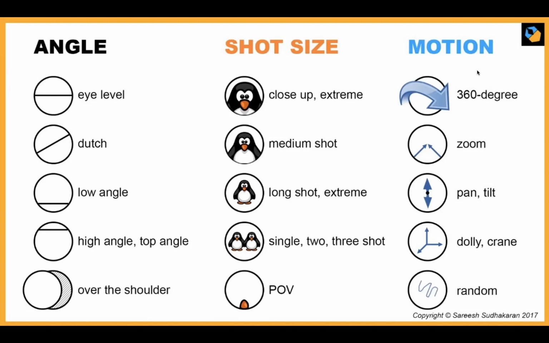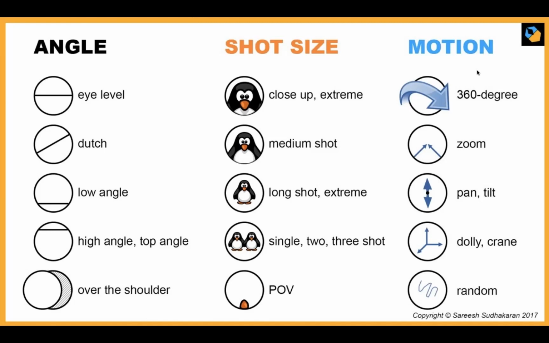Then you have a medium shot. Medium shots are great for interviews. A long shot or an extreme shot is really to show you what the environment is like. Then, if you have multiple people or multiple things in a shot, it can be a single, a two, or a three shot. And then you have a POV, which is from the point of view of your character and what they're seeing. Again, very basic idea of what this is.